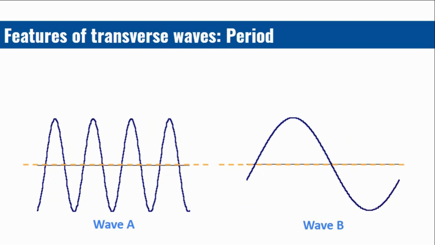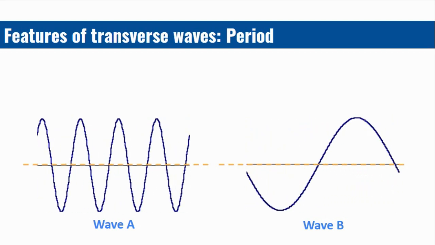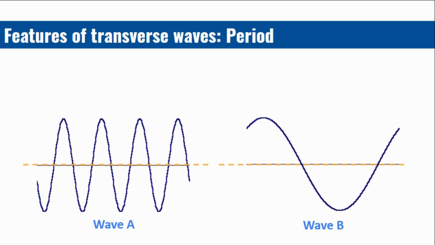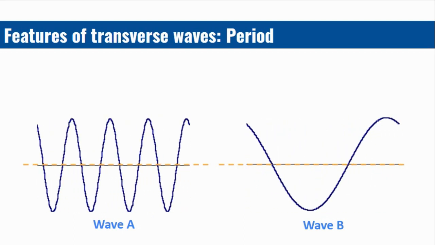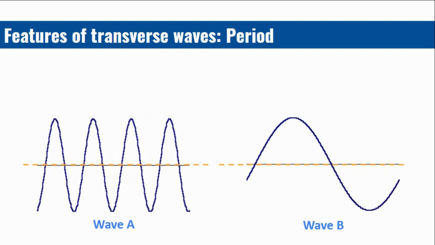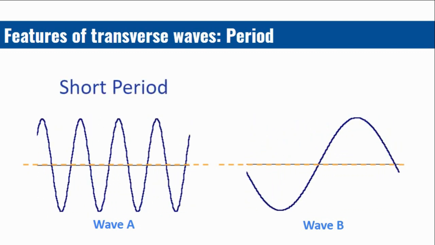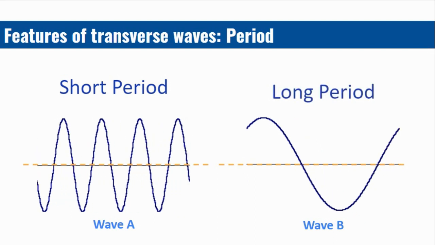Wave period is a little bit like frequency, but rather than saying how many oscillations there are each second, wave period tells you how long each oscillation takes. So on the screen, wave A has a relatively short period, and wave B has a relatively long period.